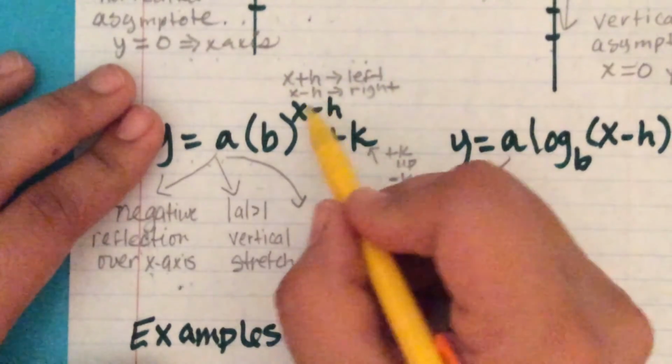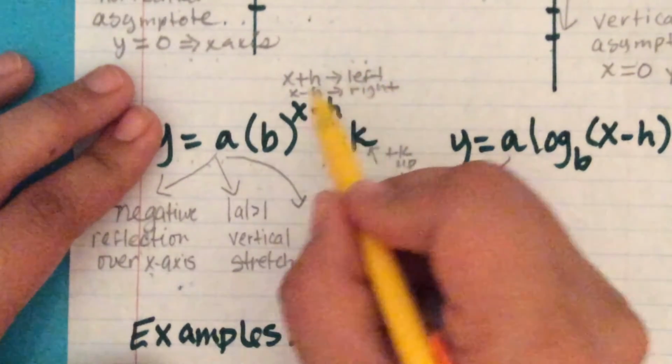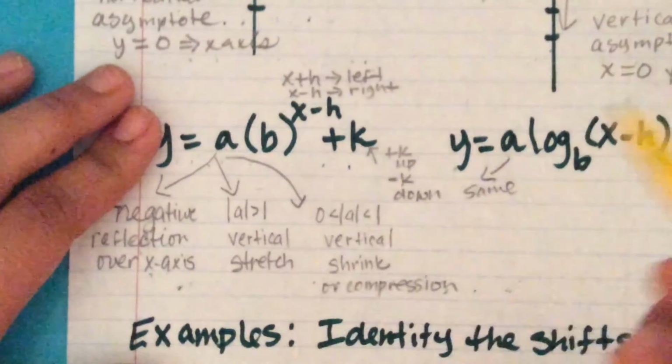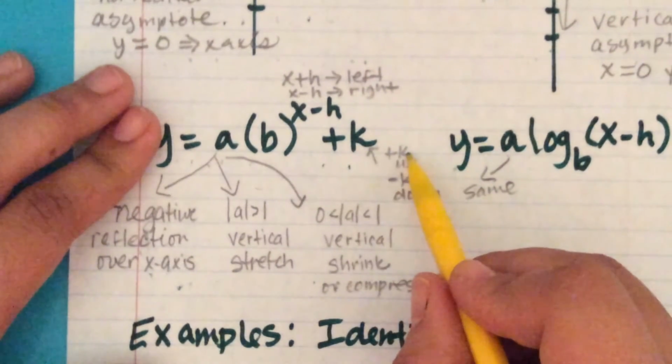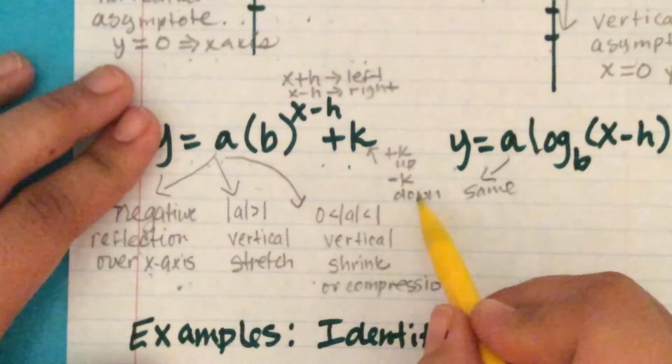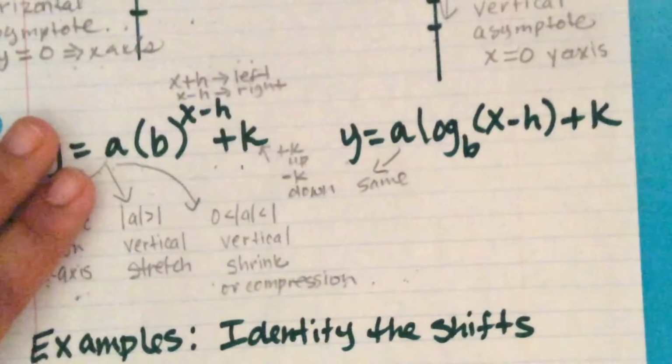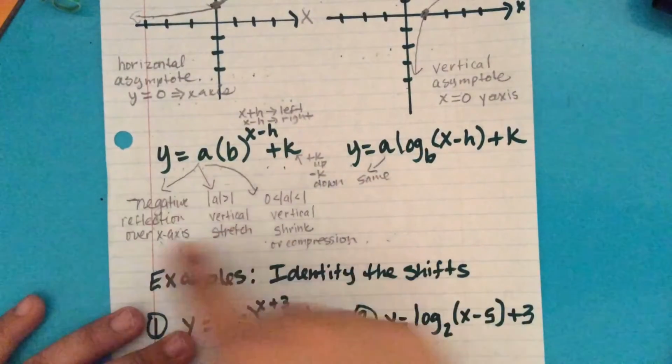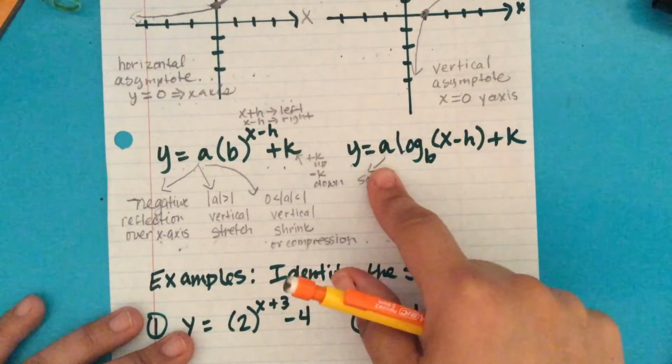If you have x plus h over here, then you're going to move to the left. If you have x minus h, then you're going to move to the right. If k is positive, then you move up. If it's negative, then you go down. Now, all of this applies to this over here too.